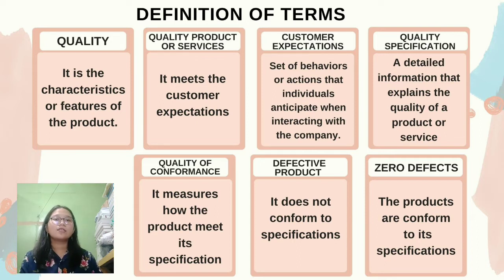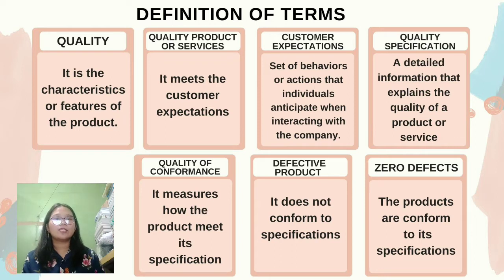Quality. Quality is a characteristic or feature of the product, and it also measures how good the products or the services are. A quality product or service meets or exceeds the customer's expectations. Customer's expectations are a set of behaviors or actions of an individual that they anticipate when interacting with the company. It is also the customer's assumption with regards to the product or the services of the company.